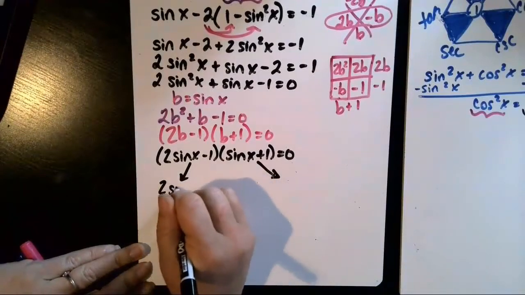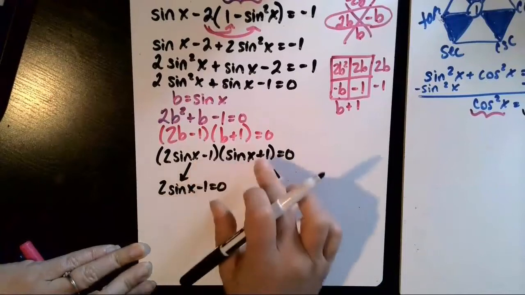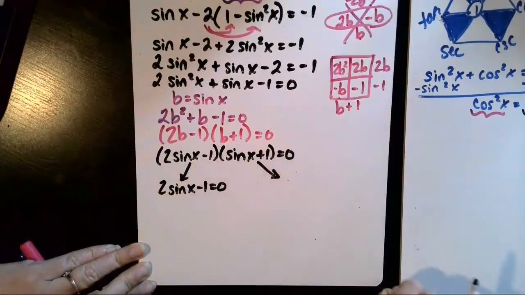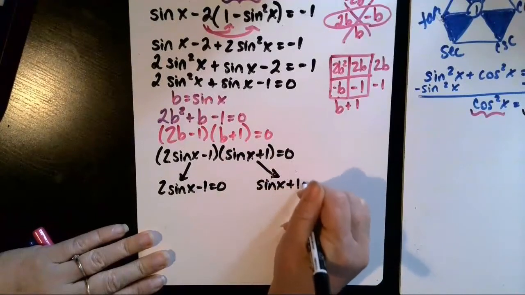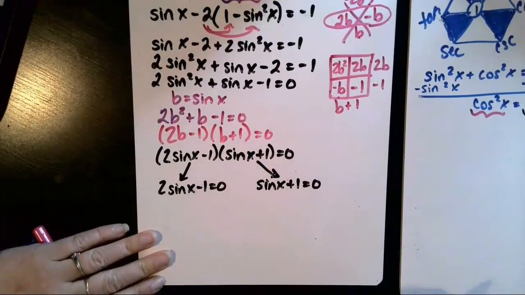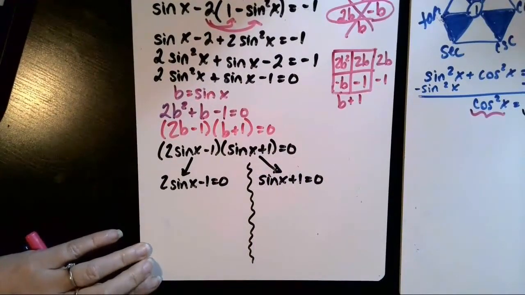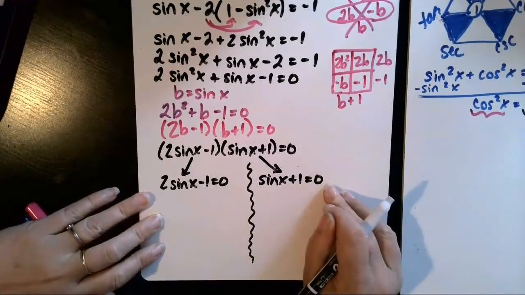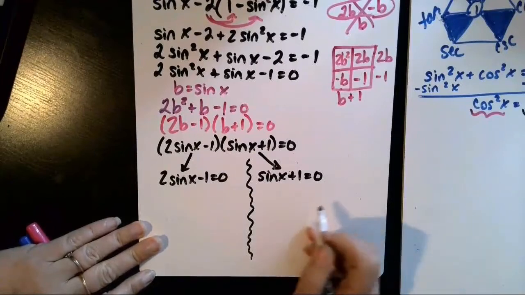If 2 sine of x minus 1 equals 0, then 0 times this factor is 0, and it's true. If the sine of x plus 1 is equal to 0, then this would be a factor times 0, which equals 0, which is also true. So that's how our zero product property works. So we solve each of these factors set equal to 0 independently and find what x equals.